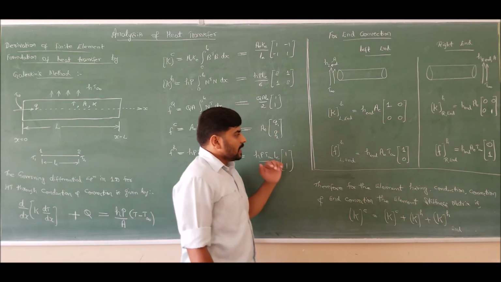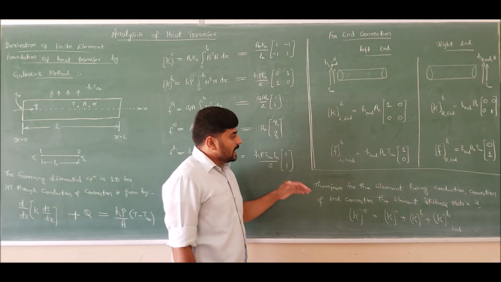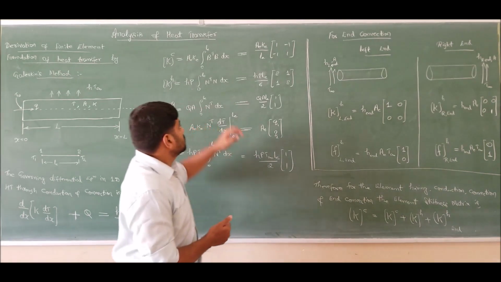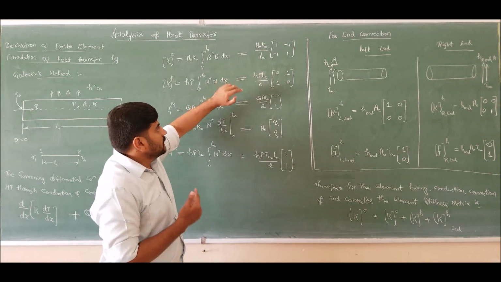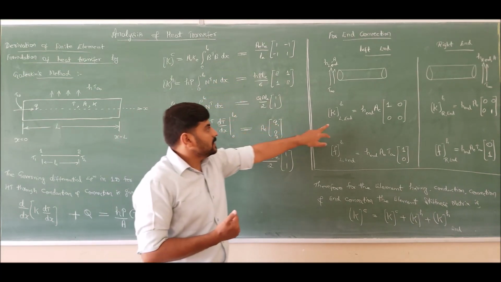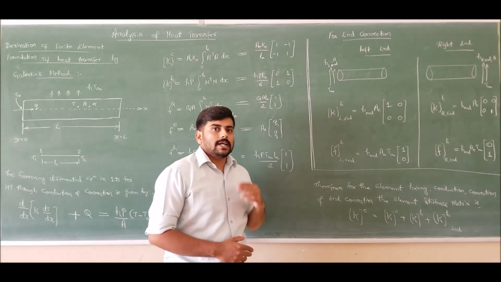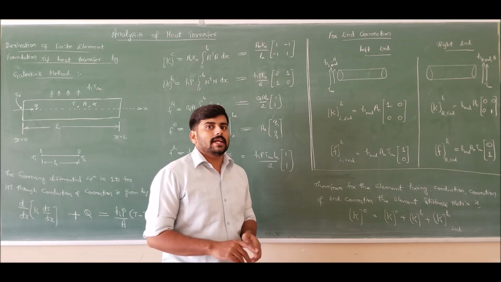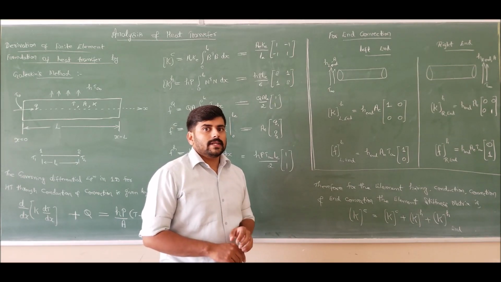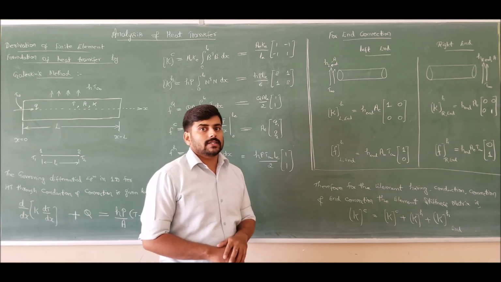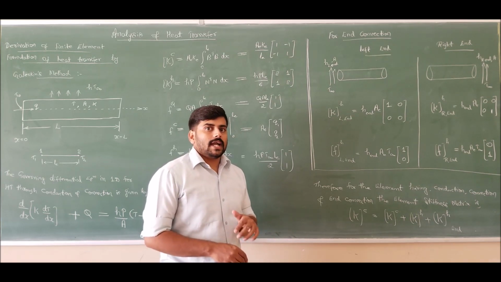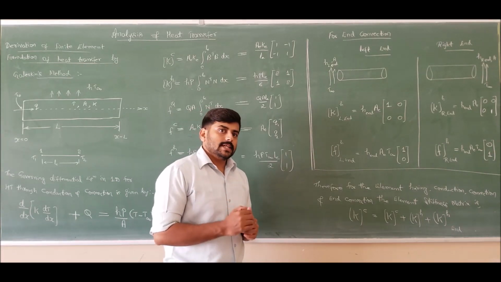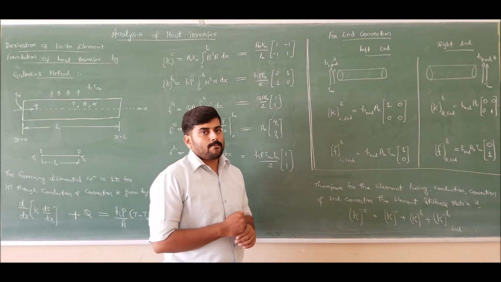So for an element having conduction, surface convection and end convection, the element stiffness matrix will consist of 3 matrices. One is element stiffness matrix due to conduction, element stiffness matrix due to convection, and element stiffness matrix due to end convection. Either it is left end or it is right end. A single element cannot have both left end and right end convection. Make a note of it. An element can have either left end convection or right end convection. They can have both end convection and surface convection. Coming to end convection, one among these two will be there if that is mentioned in the question.